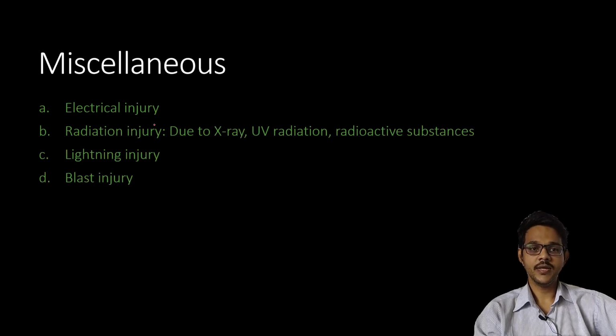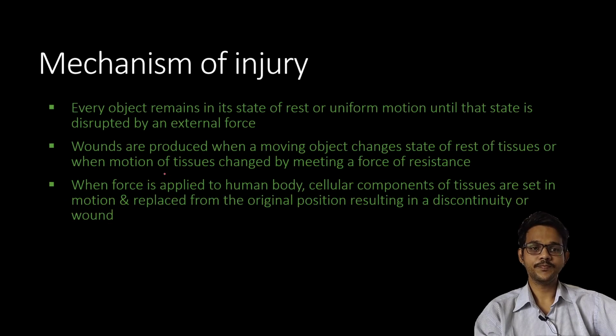Miscellaneous injuries. This includes electrical injuries caused by the flow of electricity through the body. It may have an entry and an exit wound. Radiation injuries are caused by high intensity X-rays, UV radiation, and radioactive substances. Lightning injuries, and blast injuries because of explosions, hot gases and other effects of blast, also come under miscellaneous injuries.